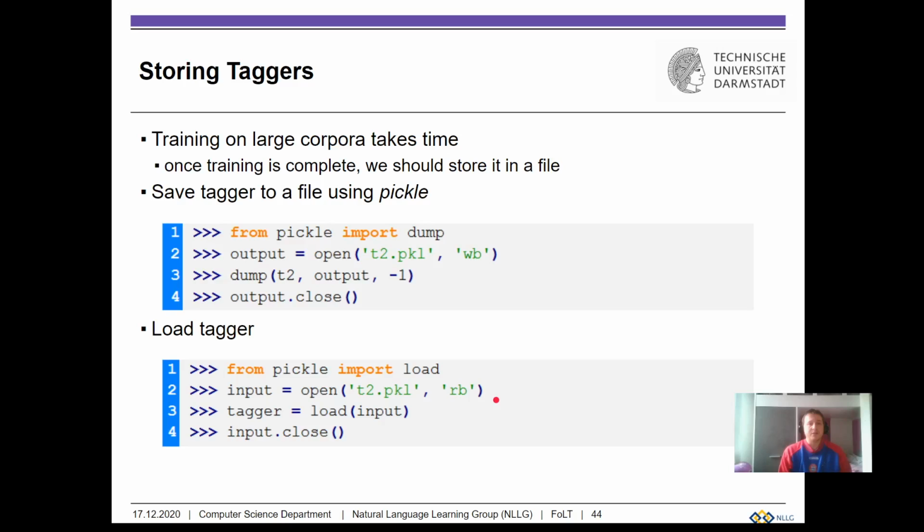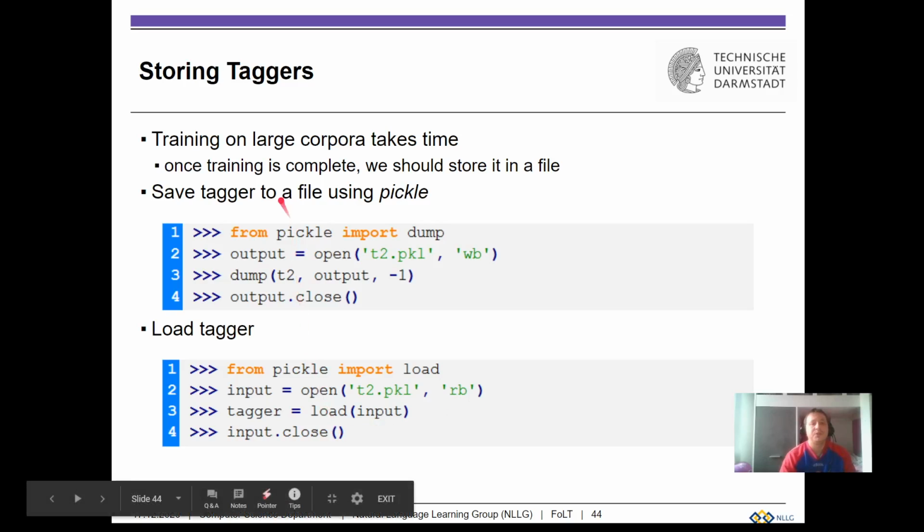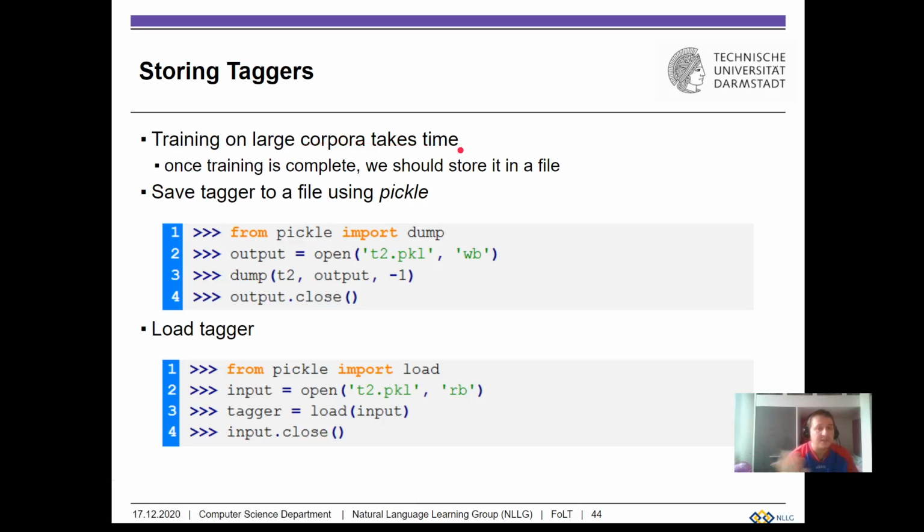Good. A final word in the context of our simple taggers is how do we store them? Let's assume you train on large corpora, and that takes a lot of time. Training could take hours or days, so you don't want to repeat that. Once the training is complete, we should store the training parameters into a file. You store that to disk, because you have a lot of disk space, but you don't want to repeat a 3-day training.